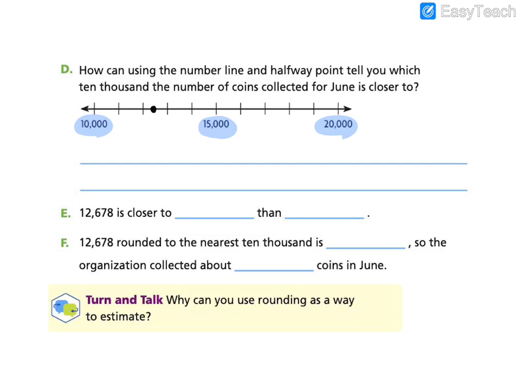So when we use a number line, it gives us a clear halfway point that we can use to determine which 10,000 it's closer to. Let's go ahead and take a look at letter E. 12,678 is closer to, it's asking us for those two 10,000s, 10,000 than 20,000. 12,678 rounded to the nearest 10,000 is 10,000 because it's closer to that place. So the organization collected about 10,000 coins in June.